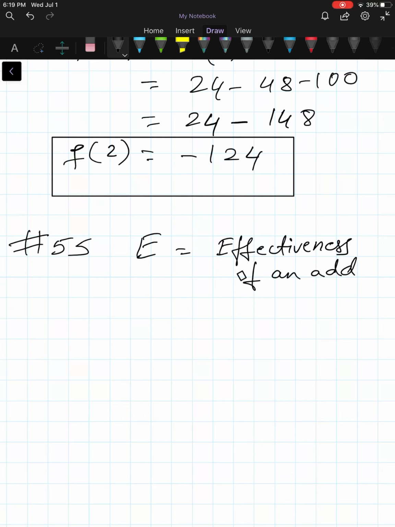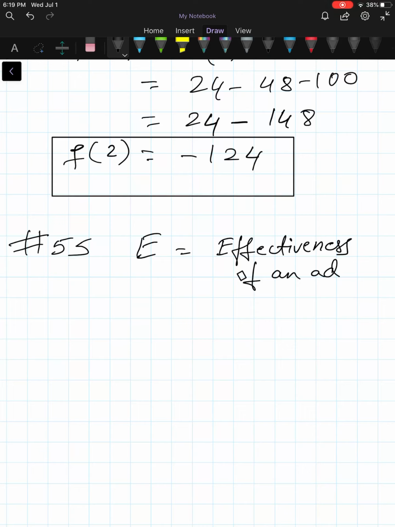of an ad. Okay, an ad is not our mathematical add, it is advertisement. I should not have a double D, that confuses. Okay, single D, fine. So that E represents effectiveness of an ad.